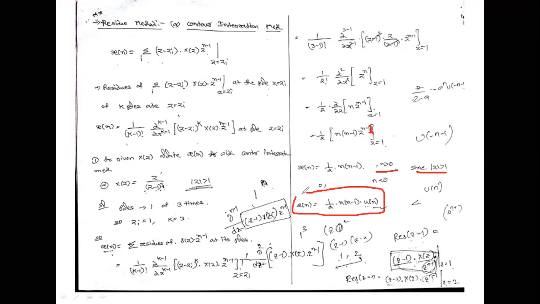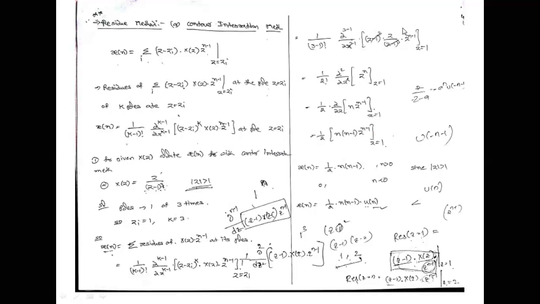By using the residue method, the formula is 1 by k minus 1 factorial, dou power k minus 1 by dou z power k minus 1, whole multiplied with z minus zi whole power k, X of z into z power n minus 1. In this function, k is the power of the denominator and zi is the pole, which is repeated. That pole we are taking here. Got it, my students?